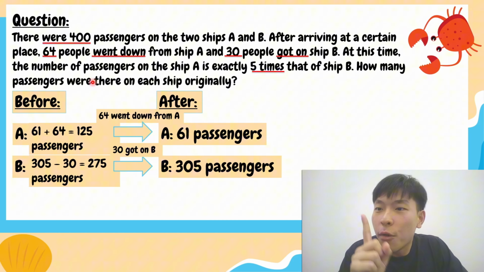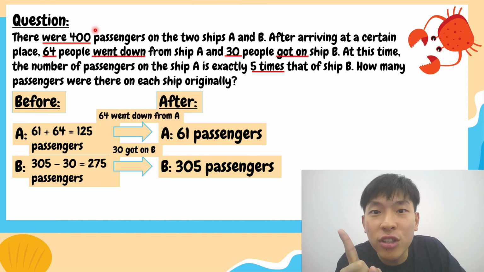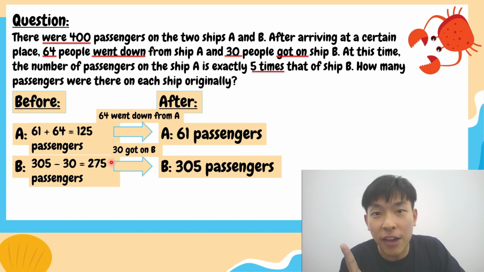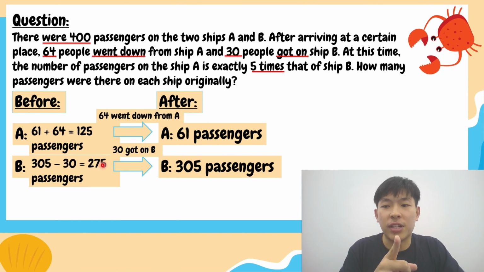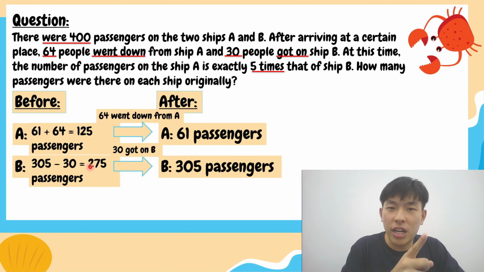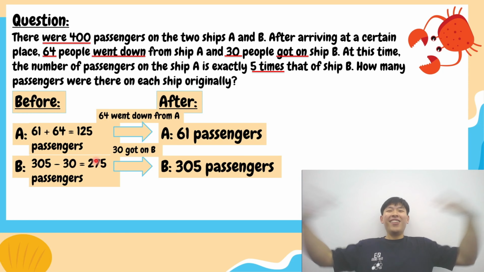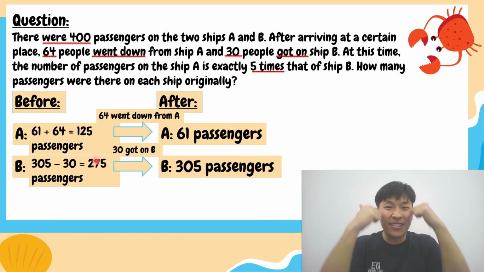Now let's check. We know that the sum is 400. So let's add 125 and 275. What do we get? 25 plus 75 is 100. 100 plus 200 is 300. So 300 plus 100 will be 400, and that is correct. This means that our answer is right.